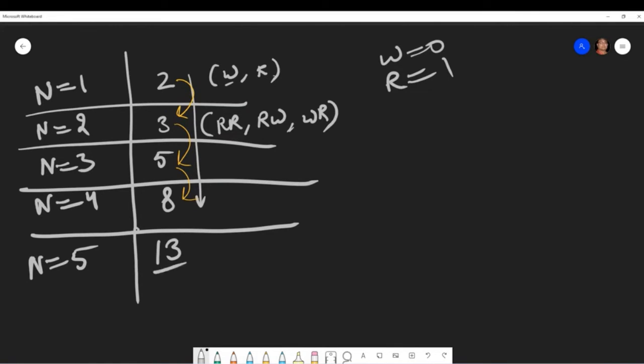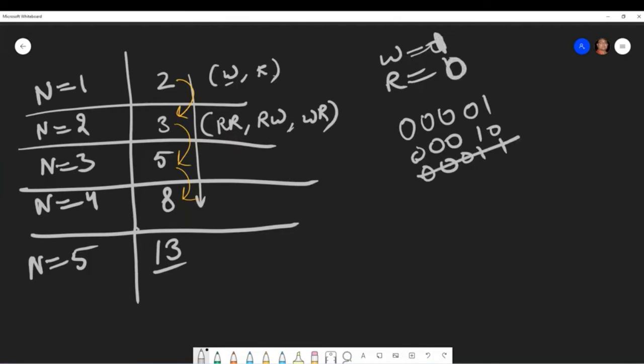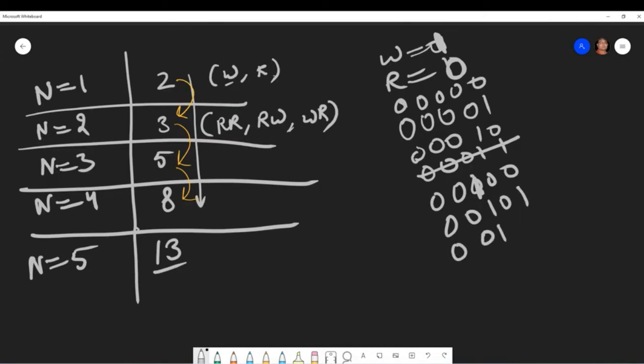Okay, so I'm writing all the binary patterns of 5: 0, 0, 0, 0, 1, and so on. Wait, let me reverse it. W is 1, R is 0. So this is not possible, one pattern cut. All zeros is one pattern. Then 1, 0, 0, 0, 0, 1, 0, 1, 0, 0, 1, 1, 0. This is also gone. Do we agree?